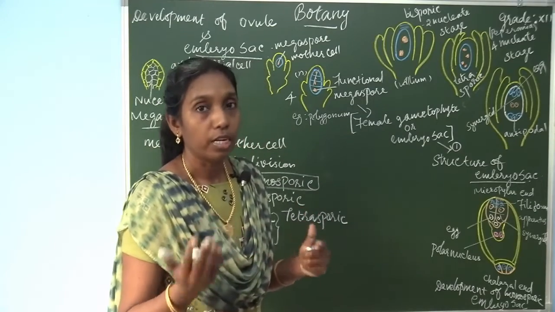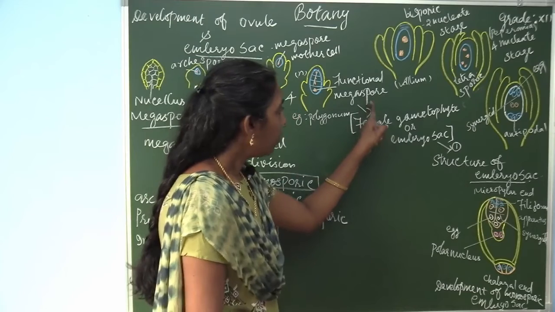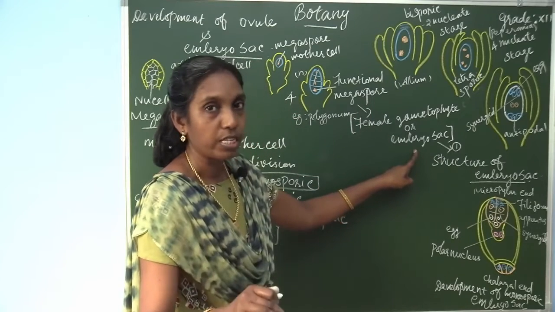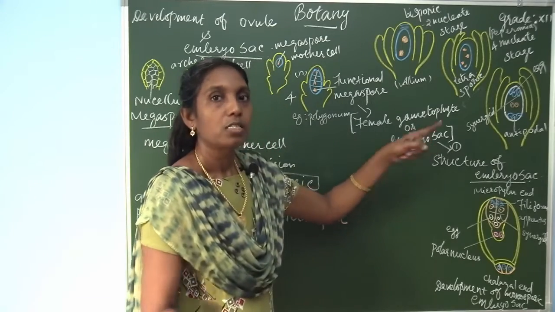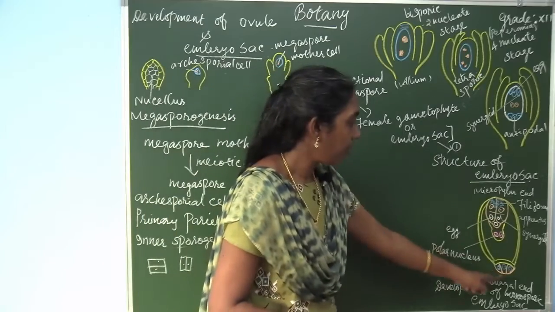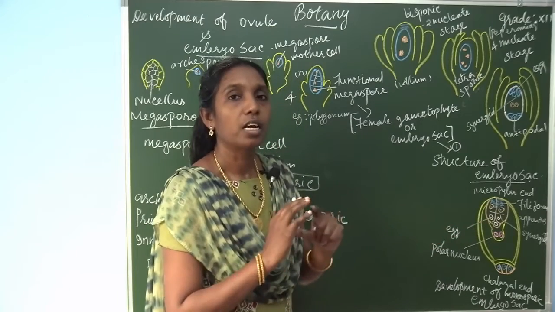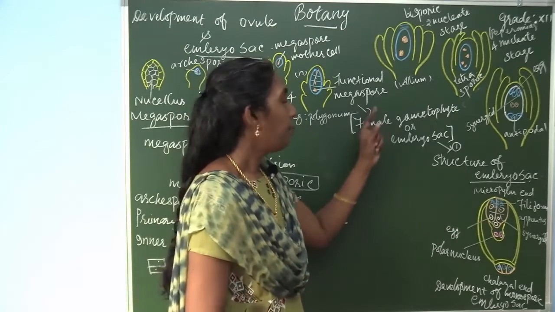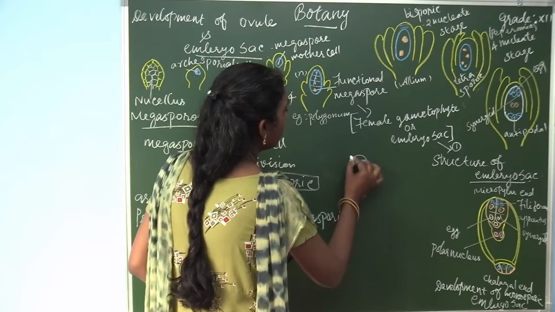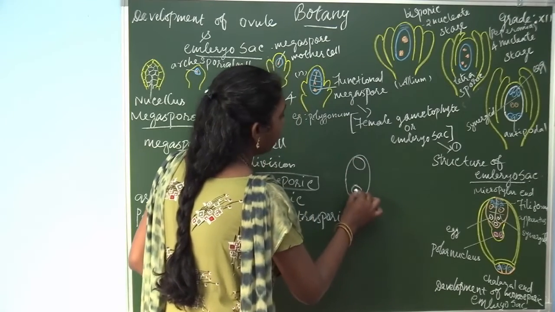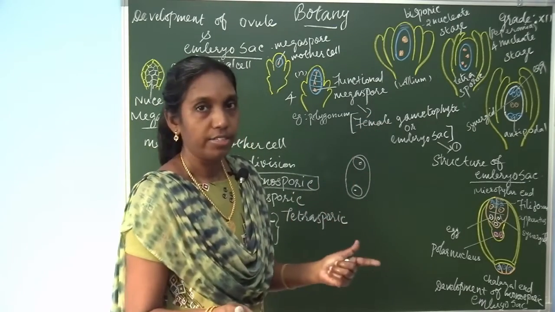This megaspore undergoes mitotic division. From the megaspore, what is developed? The embryo sac. The embryo sac is called the female gametophyte. So, monosporic development of the female gametophyte: at first, mitotic division takes place in the megaspore and it forms two cells.